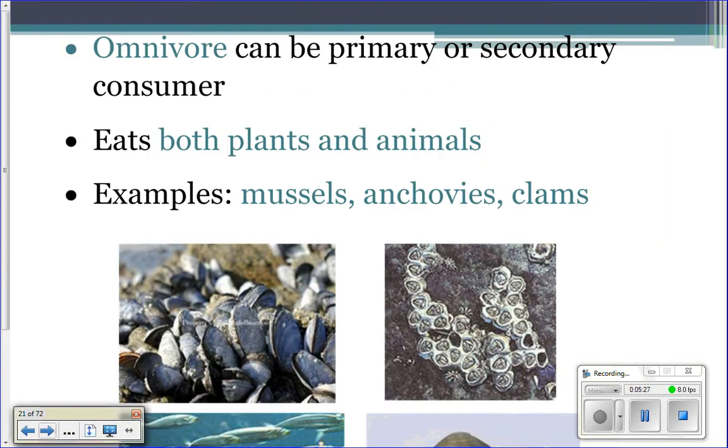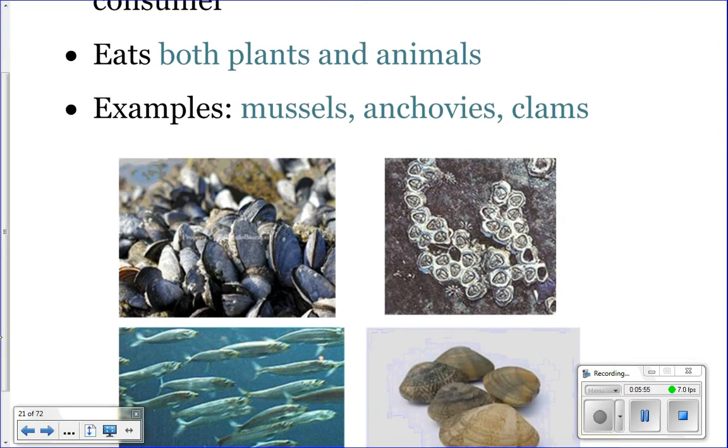Omnivores can be either a primary or a secondary consumer depending on what they are eating. Omnivores will eat both plants and animals. If they're eating plants, then they are the primary consumer. If they're eating animals, then they're a secondary consumer. So it just depends on what they're eating at the time. That will determine what step in the food chain they are. Examples are mussels, anchovies, and clams.